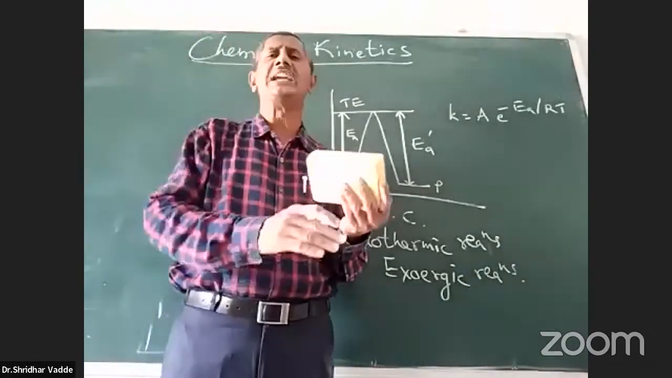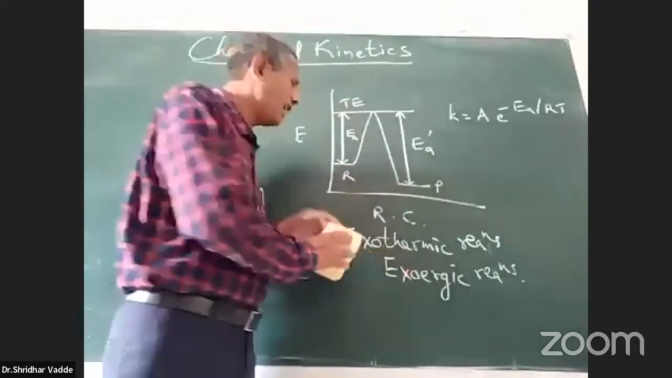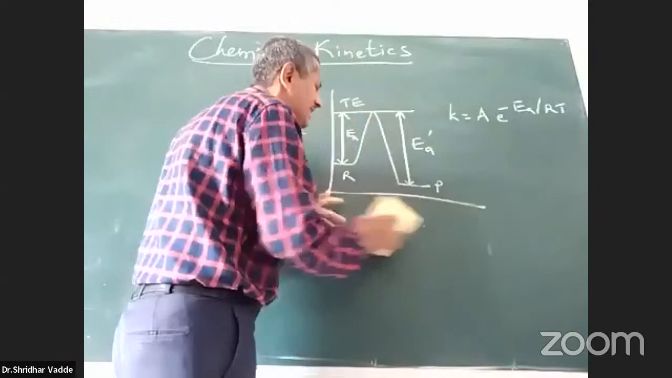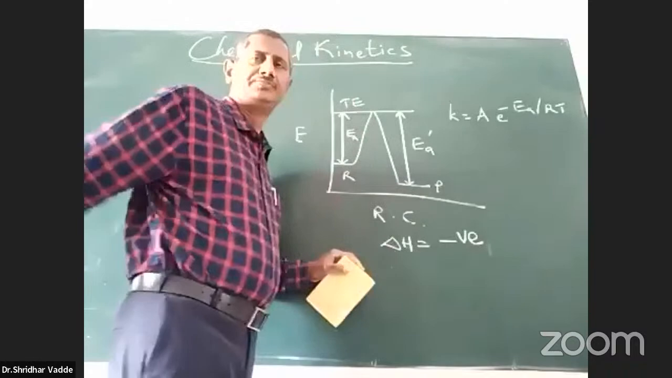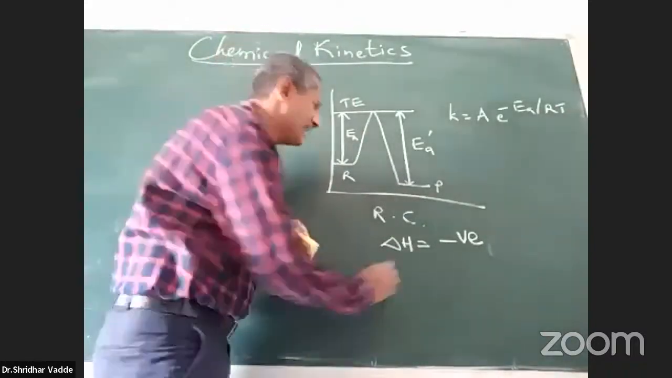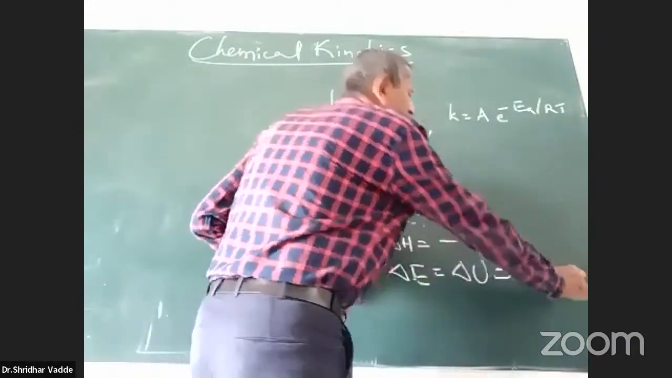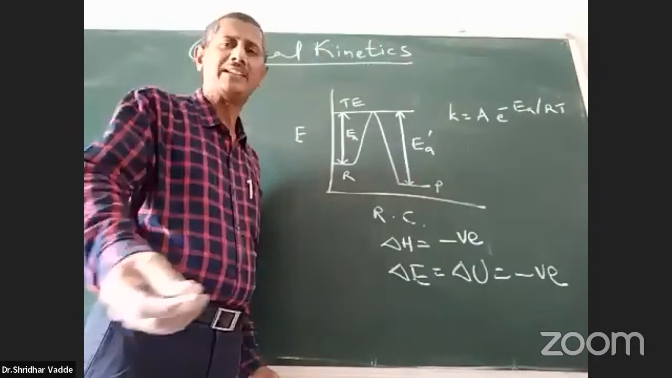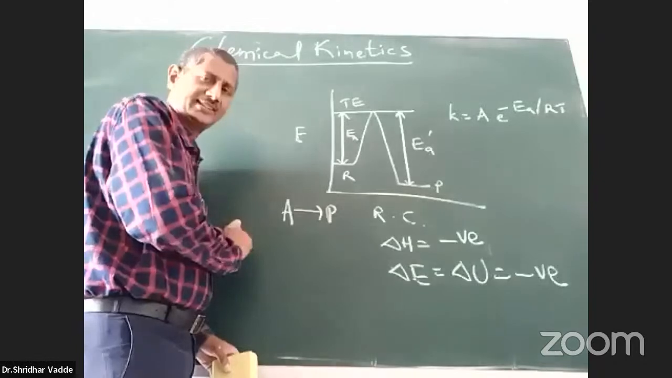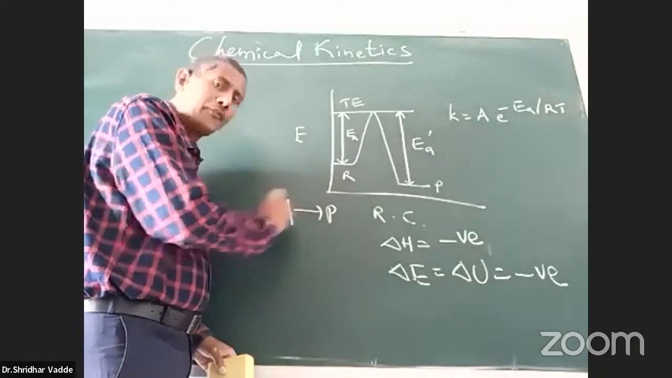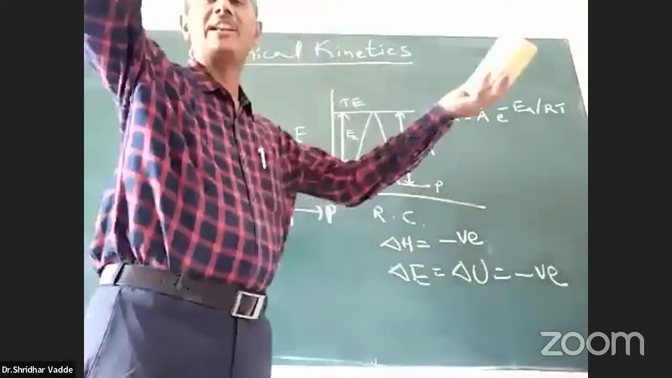The reactions in which heat energy is evolved are called exothermic reactions. Always, my dear friends, in exothermic reactions, delta H is negative, and delta E or delta U is also negative. Why? Because if A forms products, the product should have less energy, only then is the energy released.